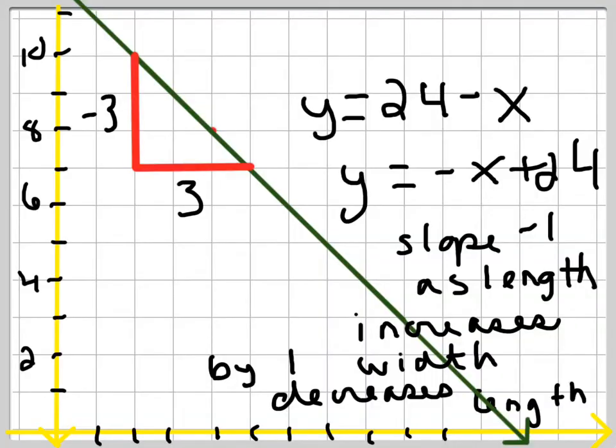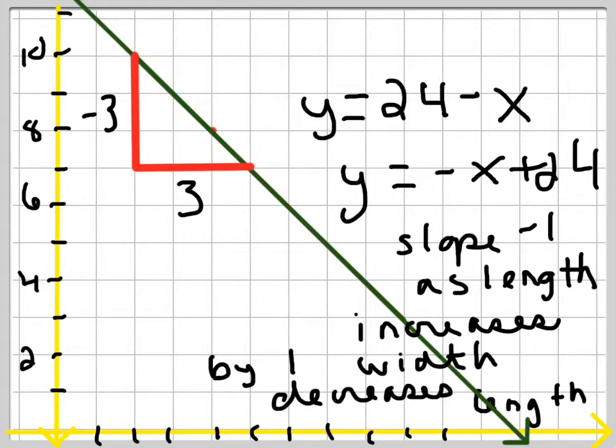Okay, here's the graph. So here's my x-axis, which I'm labeling as length. Here's my y-axis, which I'm labeling as width. And even though I'm numbering by 2's, I'm counting by 1's. This is 1, 2, 3, and so on.